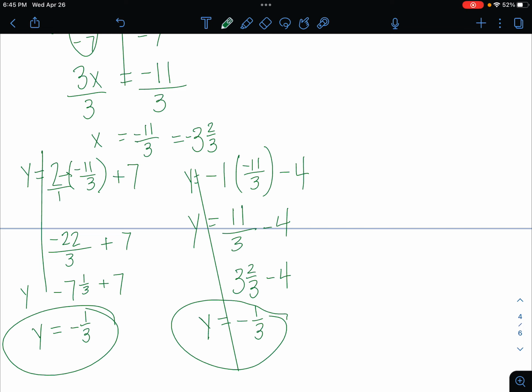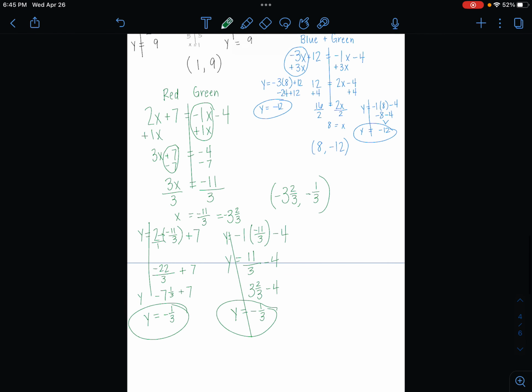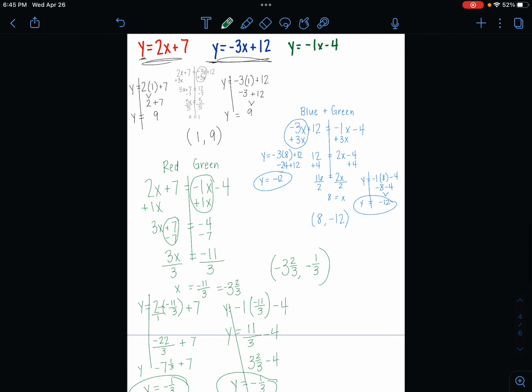Our solution to this system is the x value was negative 3 2/3. The y value is negative 1/3. And those are the solutions. That is how you use the equal values method to solve systems of equations. Hope it helps.